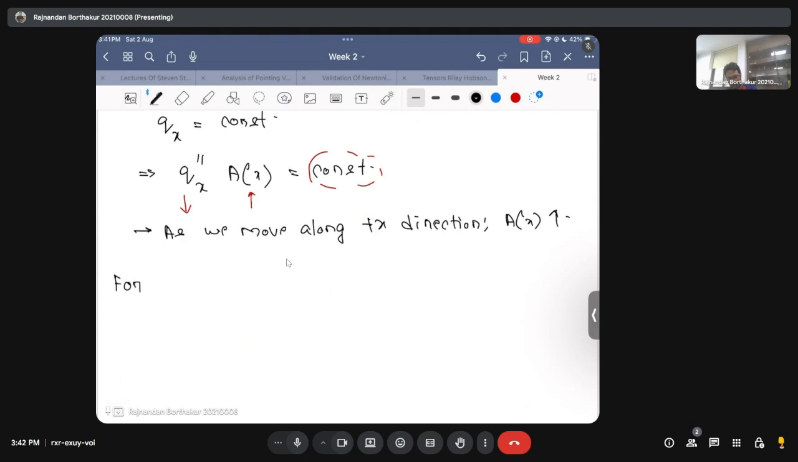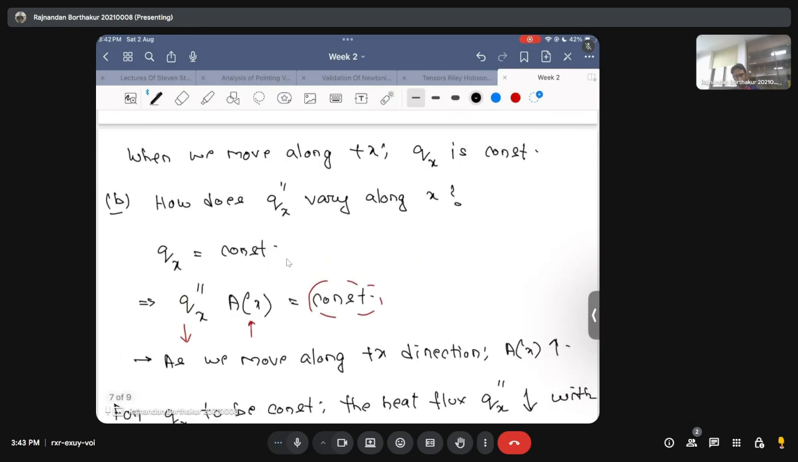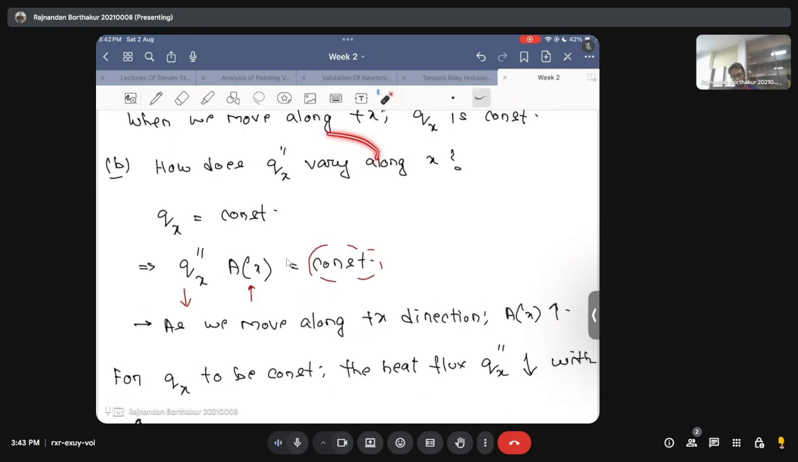for rate of heat transfer to be constant, the heat flux decreases with increasing x. Okay, and that's how your Qx varies along the x direction. Along, to be precise, that is how Qx varies along the plus x direction.